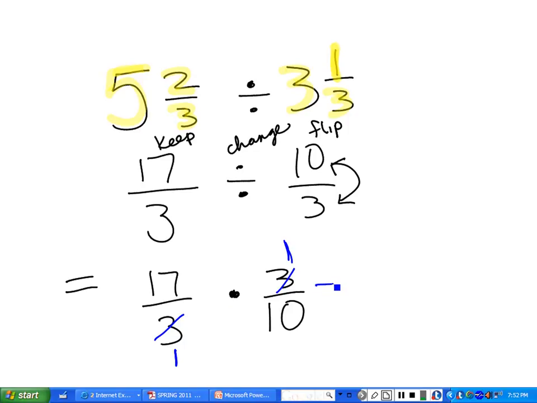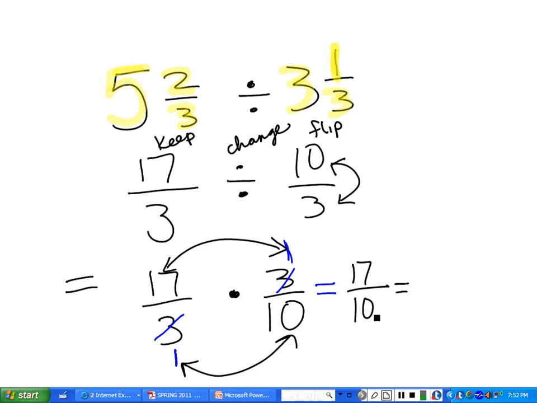So let's go ahead and multiply across. 17 times 1 is 17, and 1 times 10 is 10. Since this is an improper fraction, let's divide 10 into 17. It will go 1 time with a remainder of 7, and keep the denominator. So the answer is 1 7/10.